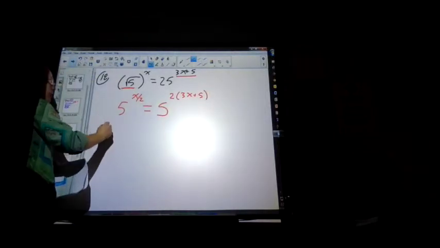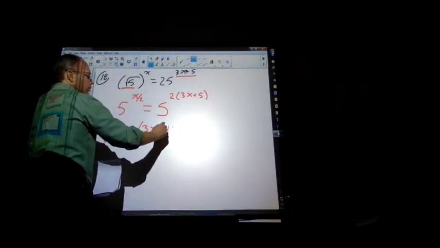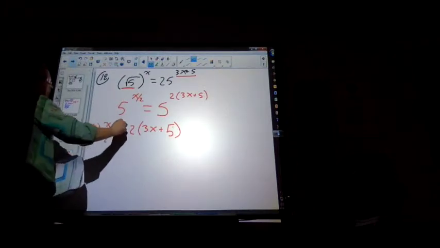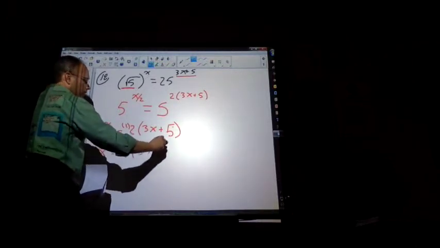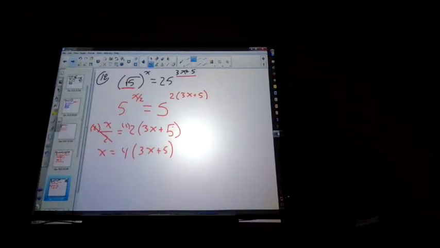Like bases, exponents equal to each other. Alright, so I'm going to move this 2 over, multiply it by 2 and 2. That's gone, so I get x equals 4, 3x plus 5, and then solve it. Does anyone need me to work out an Algebra 1 problem? Can I have a negative exponent for an answer? If you do, it means you're just flipping over the fraction. So a negative exponent is totally fine to have.